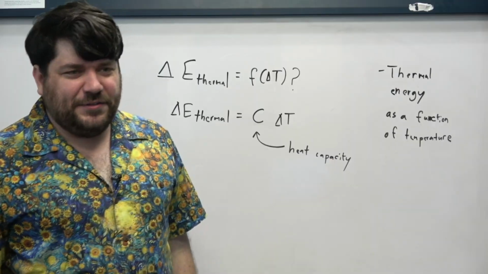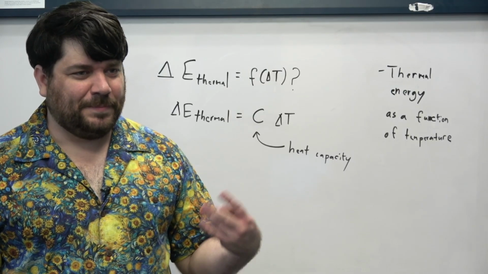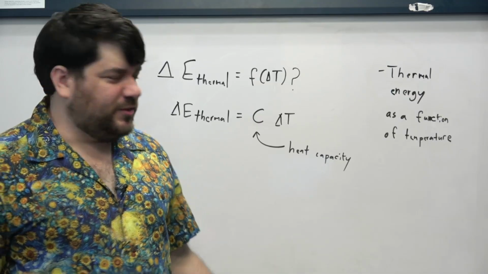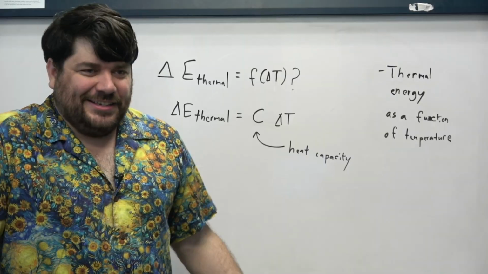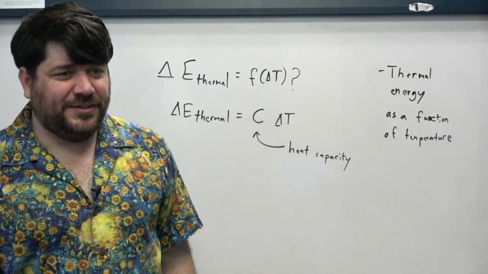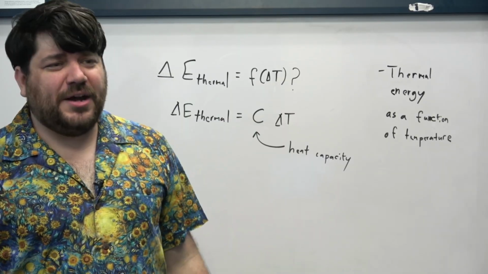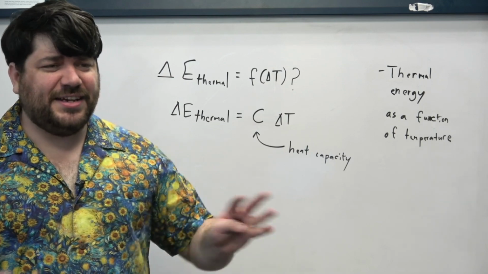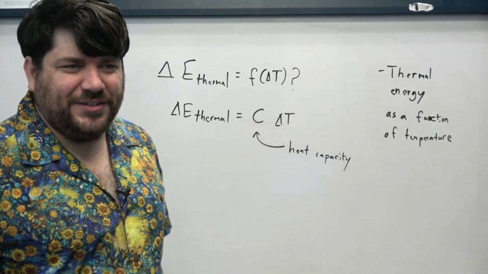Now, this heat capacity, just like the heat transfer coefficient and the thermal conductivity that we developed in these other equations, is experimentally derived. And it can depend on all kinds of things, right? It can depend on the mass of the object. It can depend on the Young's modulus of the object. It can depend on its viscosity. It can depend on the temperature. It can depend on the pressure, right?